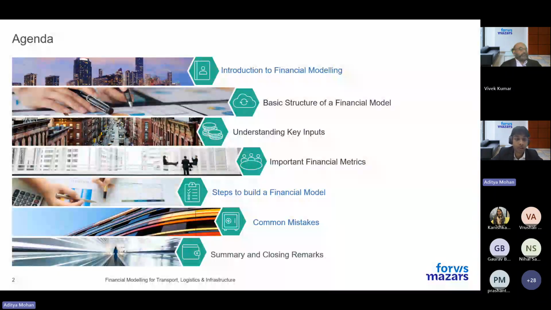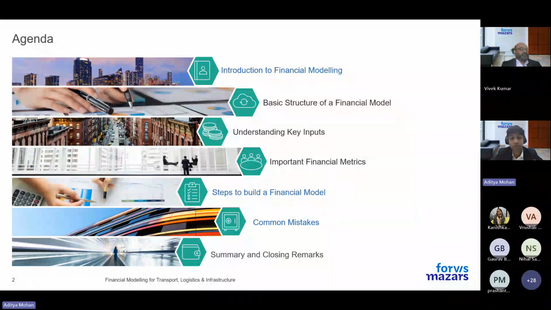So, here's what we'll cover in this webinar. We'll begin with the basics, what financial modeling is and why it matters. We'll talk about how the model is structured, CapEx, OpEx, revenue flows, and linkages. Then we'll go into key inputs. What are your numbers and assumptions that go into your model? Then we'll dive into the outputs and key financial metrics, what they mean and why they matter.